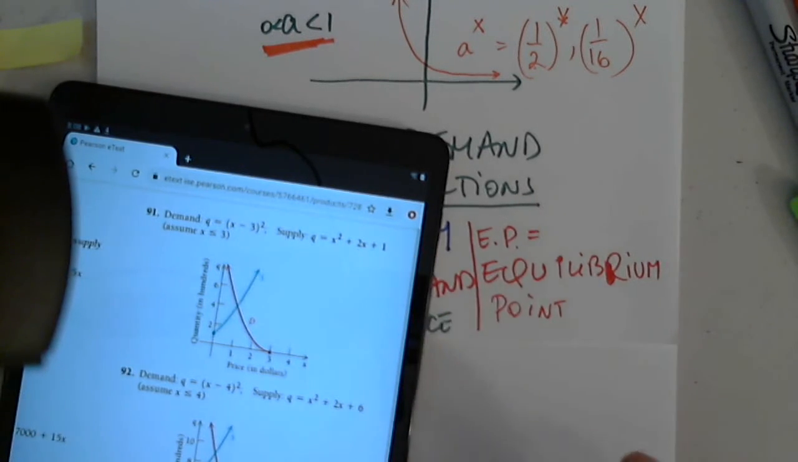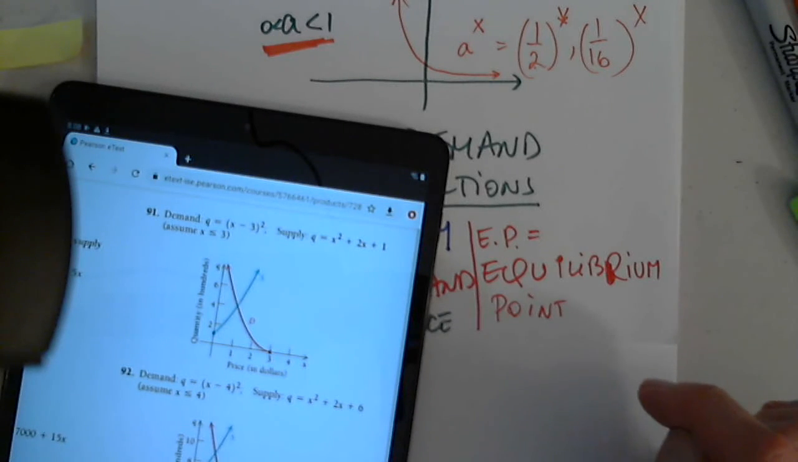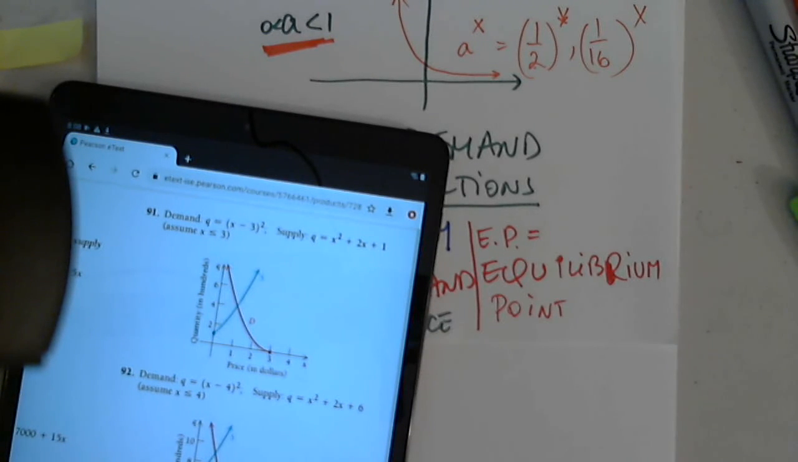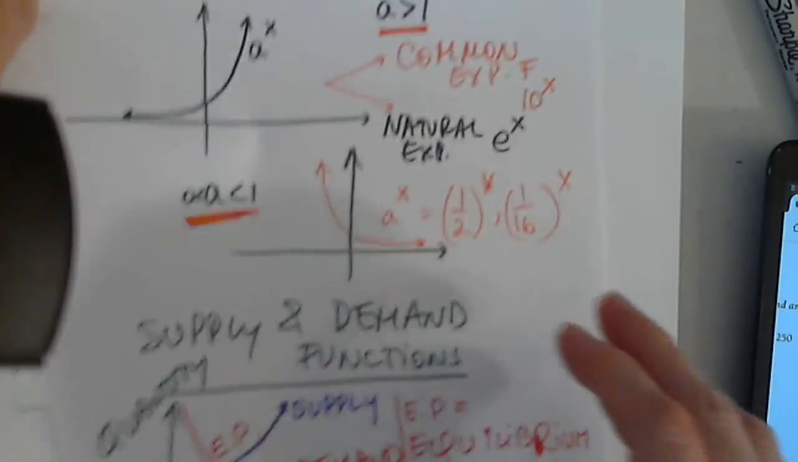Okay, so let's choose any of these and talk about the equilibrium point. So 91, 92, 93, 94, 89, you choose. The functions are given to us, and we want to determine the equilibrium point. 92. 92, very good. 92 it is.